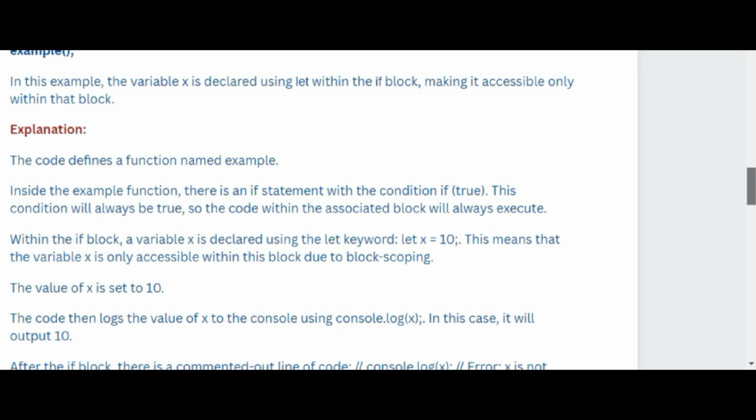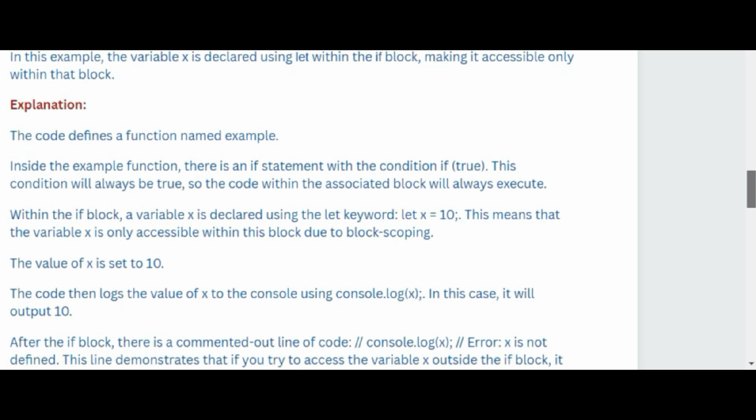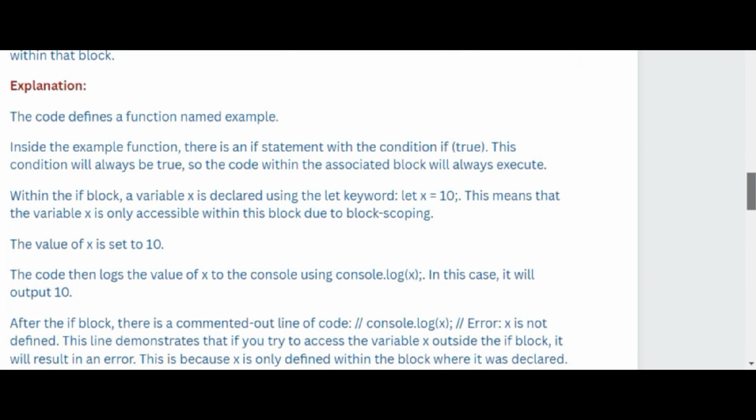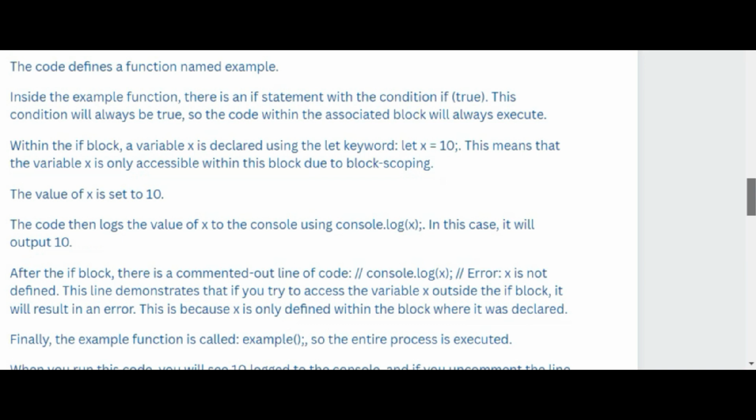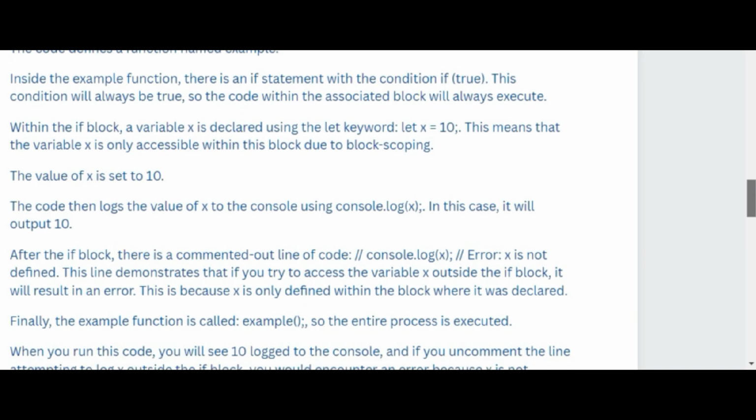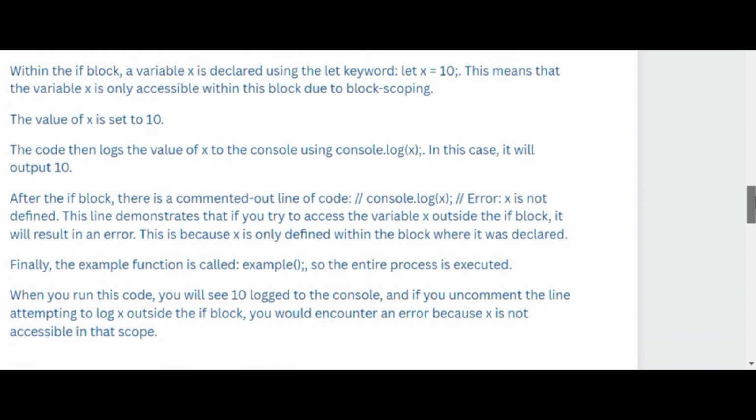The code defines a function named example. Inside the example function there is an if statement with the condition if true; this condition will always be true, so the code within the associated block will always execute. Within the if block, a variable x is declared using the let keyword, let x = 10. This means that the variable x is only accessible within this block due to block scoping. The value of x is set to 10. The code then logs the value of x to the console using console.log x. In this case, it will output 10.